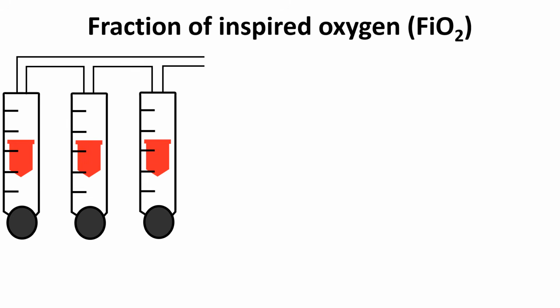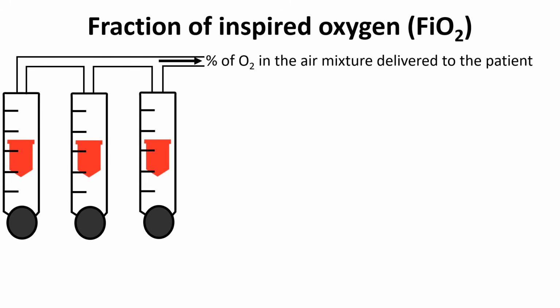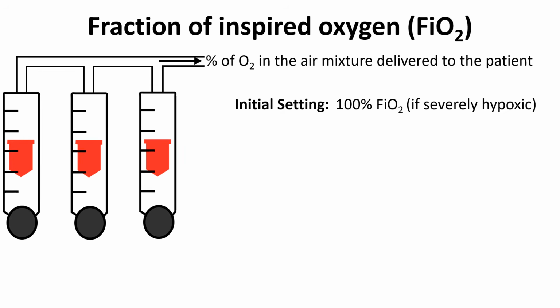Fraction of inspired oxygen represents the percentage of oxygen in the air mixture delivered to the patient. Adjusting FiO₂ is crucial for ensuring adequate oxygenation, especially in patients with hypoxemia. Ventilators often start with an FiO₂ of 100% to rapidly achieve optimal oxygenation. Once the patient's oxygen levels stabilize, FiO₂ is gradually reduced to the lowest effective concentration to maintain adequate oxygen saturation.